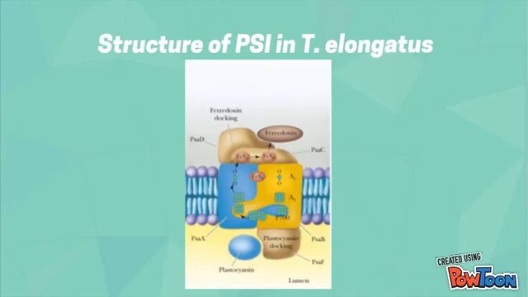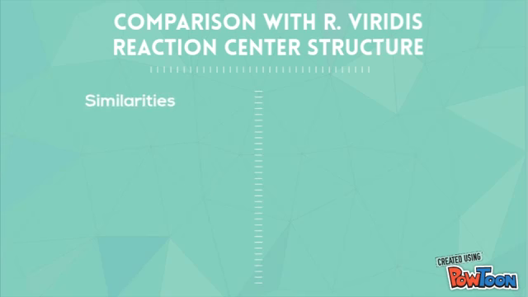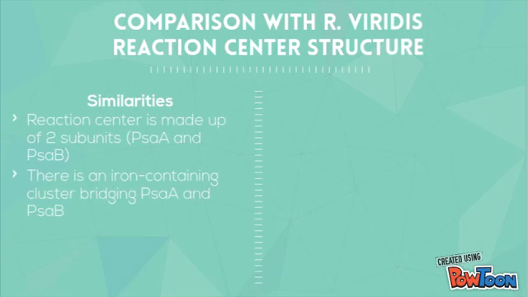This is the structure of PS1 in T. elongatus. Some of the important things to note are P700 in the middle, which is responsible for harvesting light, A0, which is another chlorophyll molecule, A1, which is a phylloquinone, and all of the iron-sulfur clusters. This slide compares the structure of PS1 in T. elongatus to the R. viridis reaction center.